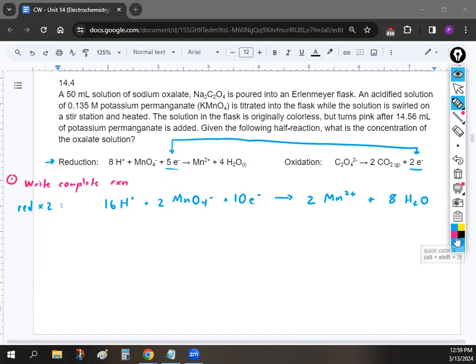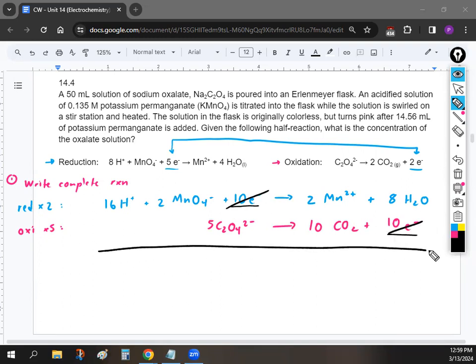Okay, let's go to the oxidation one. Oxidation, what do we need to multiply this one by? 5. So we got oxidation times 5. That's going to get us to 5 C2O4 2-, got your arrow, you got 10 CO2s plus 10 electrons. And the reason why we do that is if we have 10 electrons on the left side, 10 electrons on the right side, it's like Hess's law, we can cancel them out. And then we can combine our equation together.